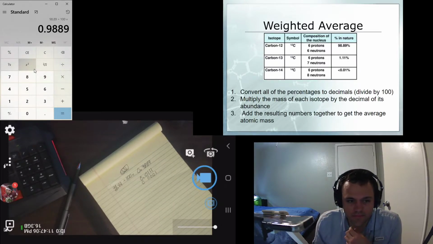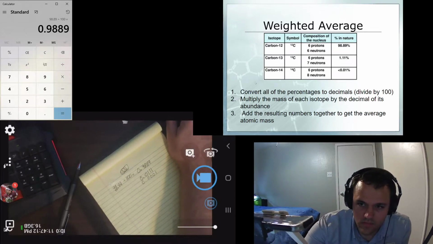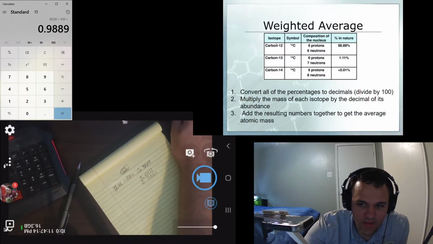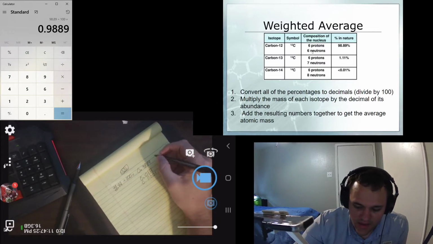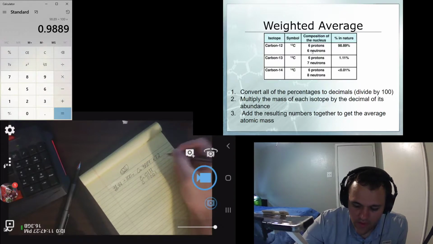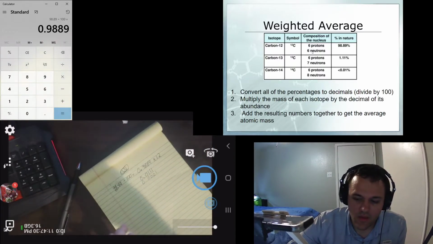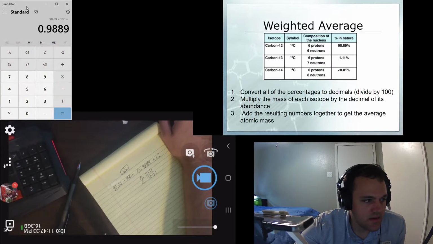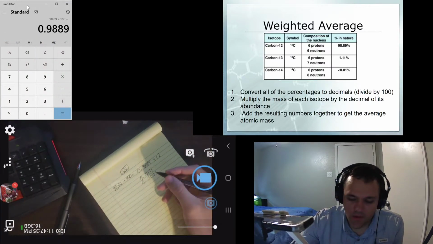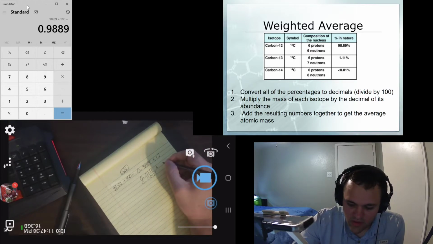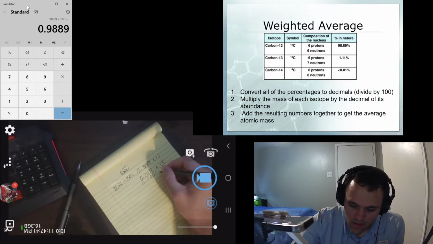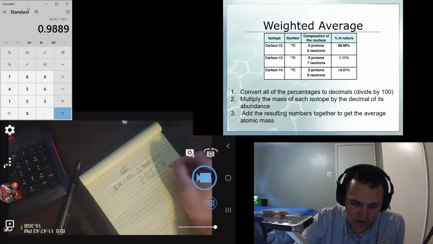Step 2, we're going to take the mass of each isotope. That's the number that comes after the name: carbon 12, carbon 13, carbon 14. And we're going to multiply that by the decimal of its abundance. So this 0.9889, we're going to multiply by 12 because it goes with the carbon 12. The 0.0111 we're going to multiply by 13. And this last one, we're going to multiply by 14.